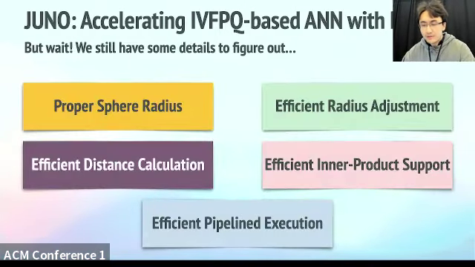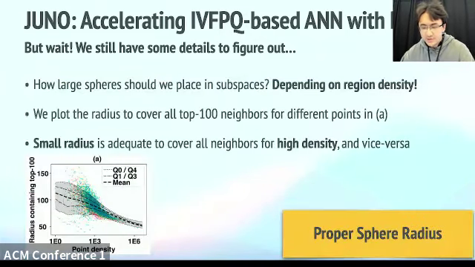However, there are several obstacles between our intuition and actual solutions. I will introduce them one by one. And the first question is: how large should we set the hitable spheres? We could miss potential neighbors if too small, while computing too much redundant distance if too large. And we observe that the region density impacts the radius setting significantly.